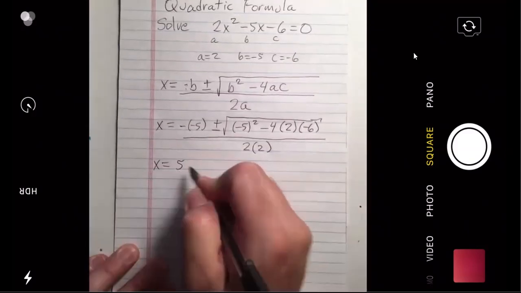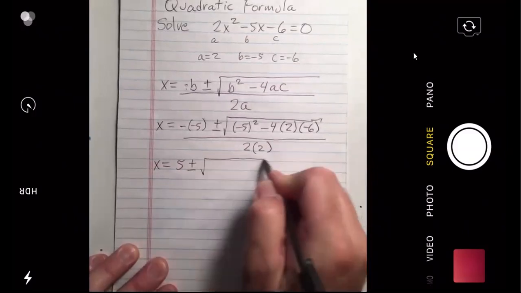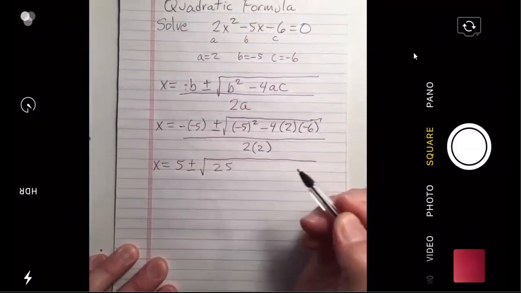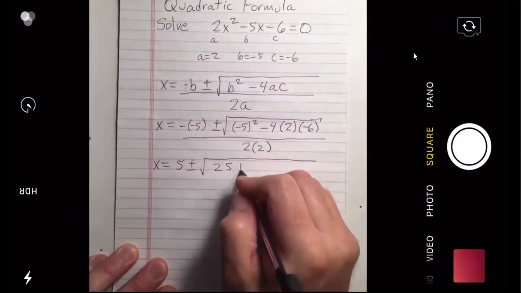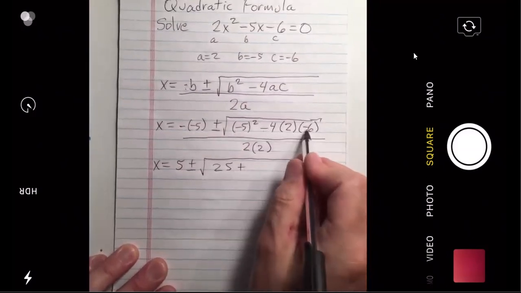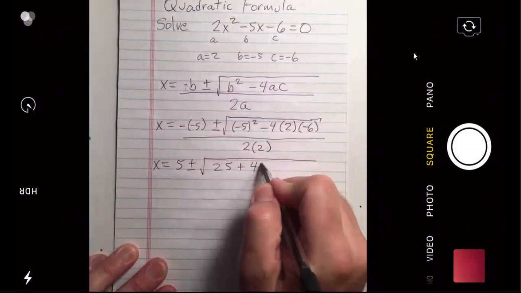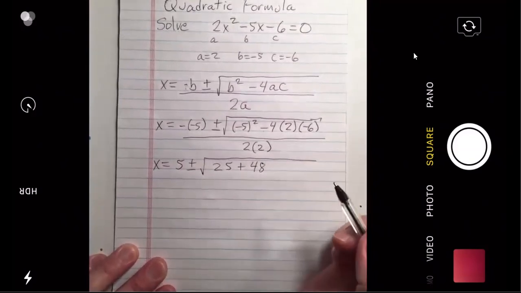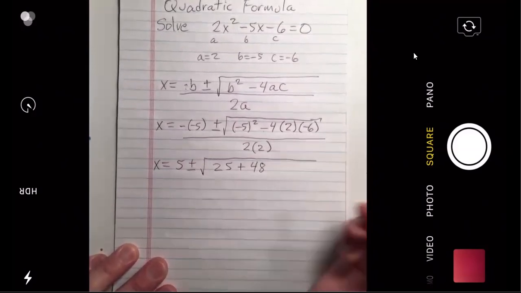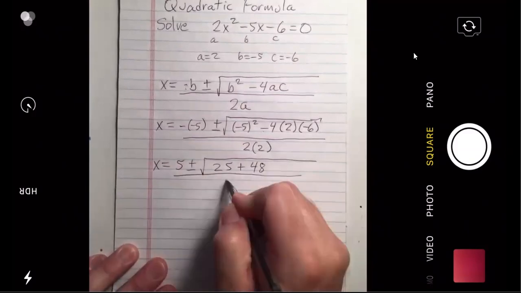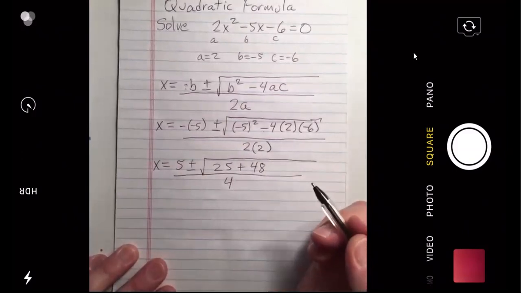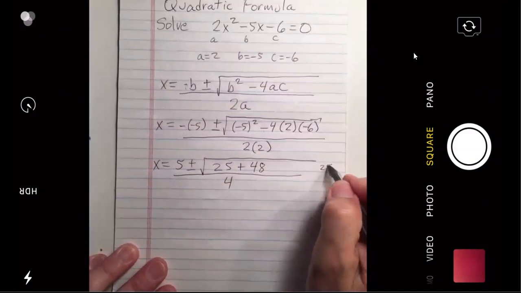So we can go 5, add and subtract, big square root of 25. We're going to add, because this negative times that negative turns positive, and we're going to add 48. 8 times 6 is 48, or 6 times 2 is 12, times 4 is 48. Divide the whole thing by 4. You can reach for a calculator and add 25 plus 48.